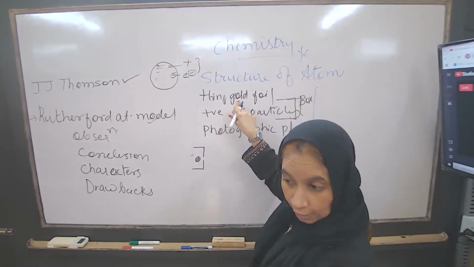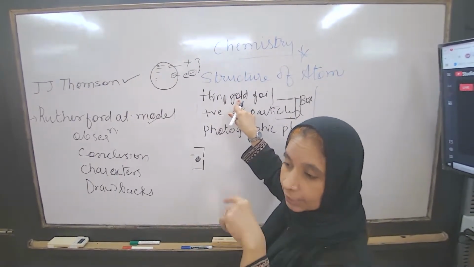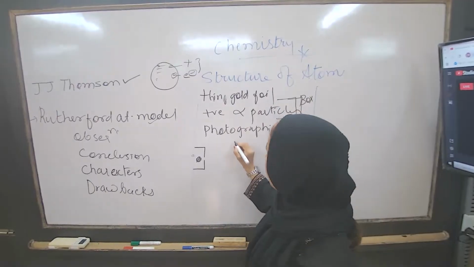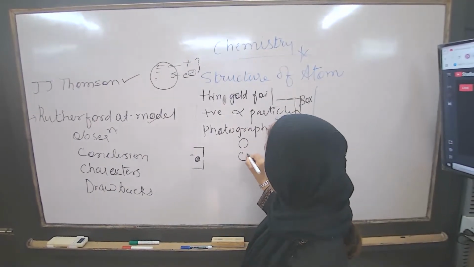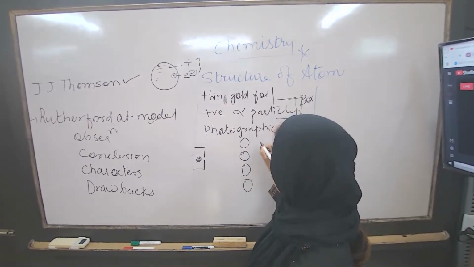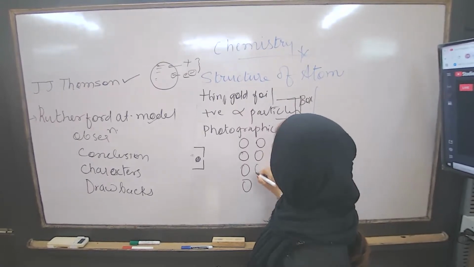Now, in your book on the right side, a small picture is given with many circles. It is in this way. For example, one circle, another circle, third circle, fourth circle. These circles are properly arranged there.